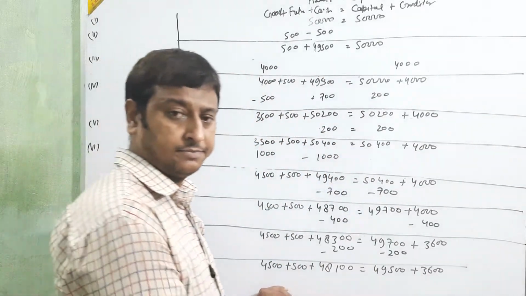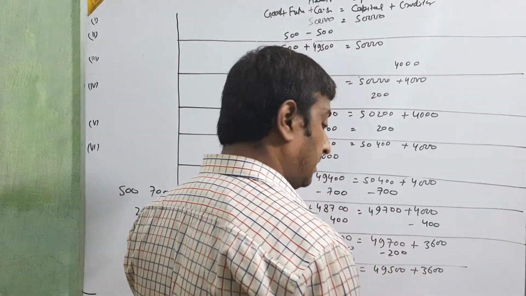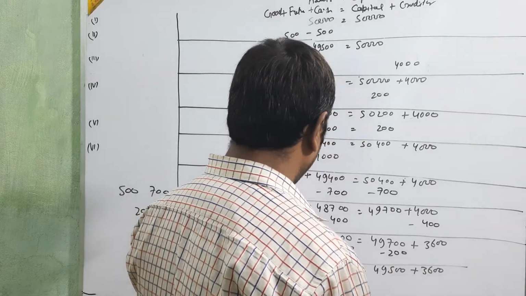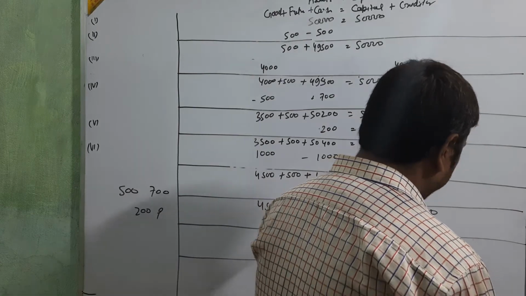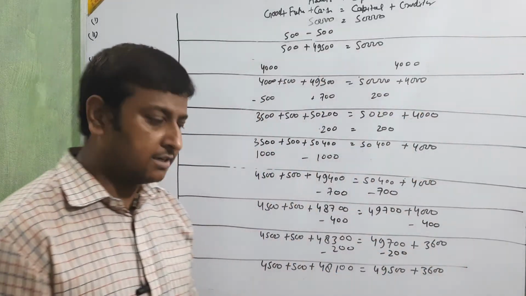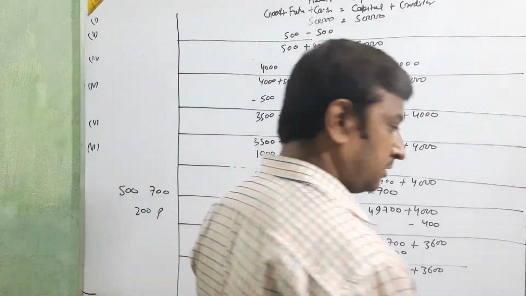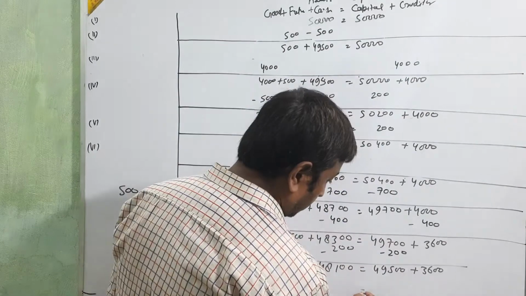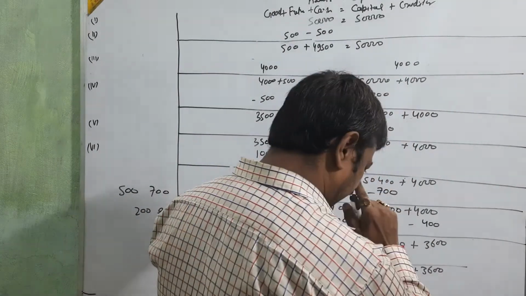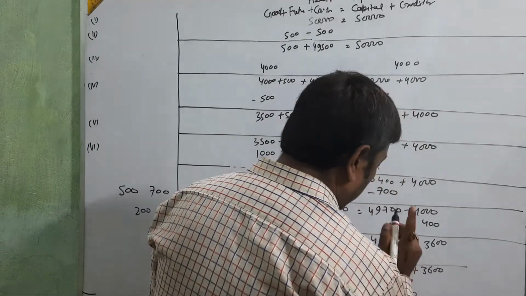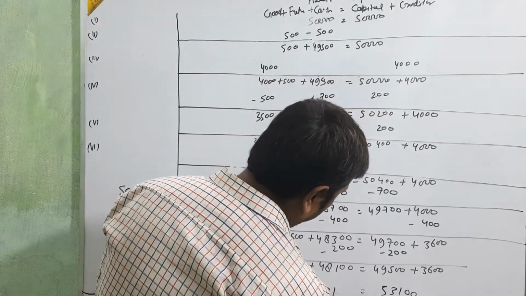Just check the answer, beta. Goods 4,500, 500, 48,100, 49,500 and 3,600. Okay? Clear? Just see in the question, we have to add also. Totaling is there. Yes, just add: 0, 0, 5 and 6, 11, remain 1, 10, 3, 1, 4 and 5. 53,100. Yes, here also 53,100.